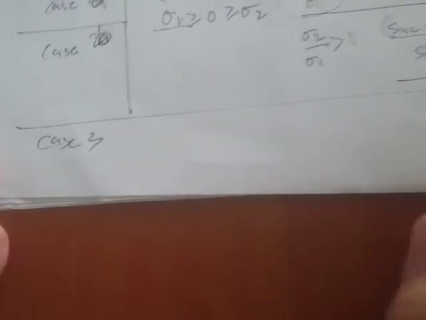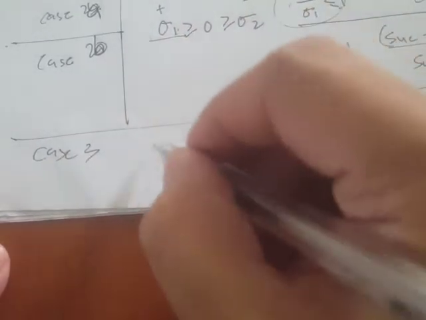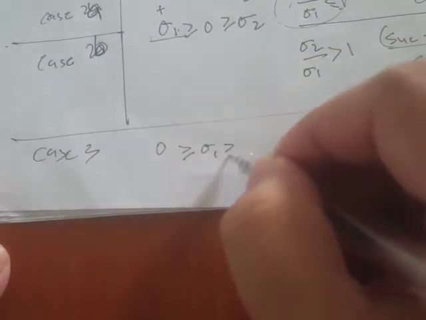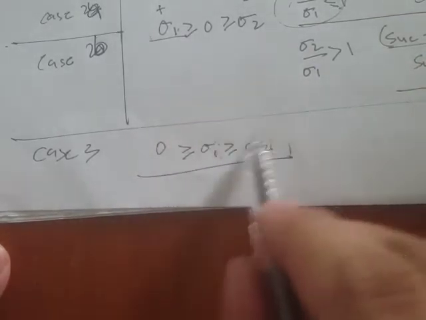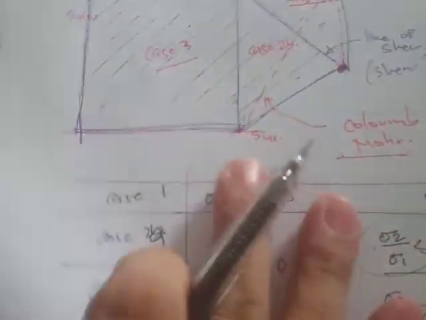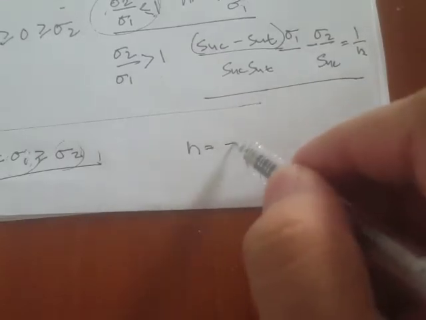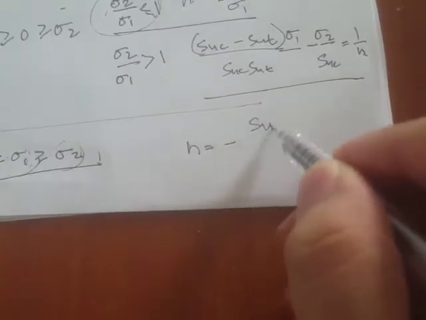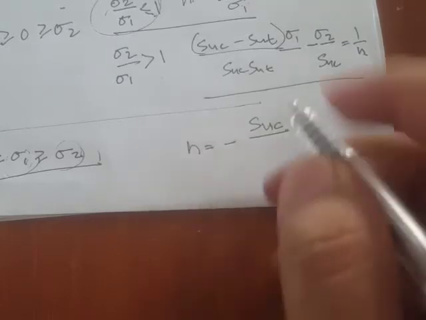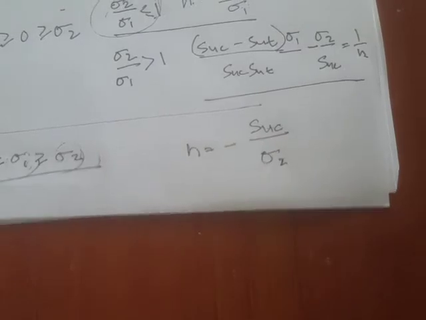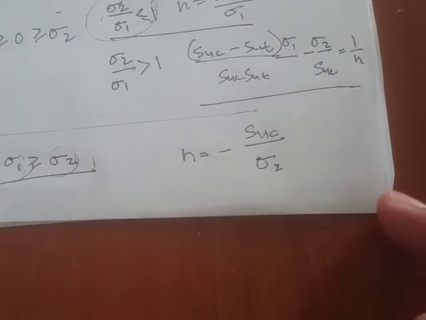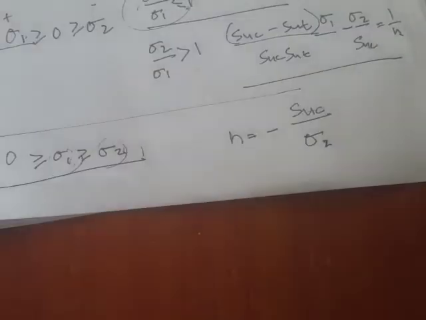And for case 3, the condition is simply 0 is greater than sigma 1 is greater than or equal to sigma 2. What that means is that all the principal stresses are in compression, and that's the third quadrant. For that, the equation would be n is equal to negative SUC, this time the strength in compression, divided by the principal stress.